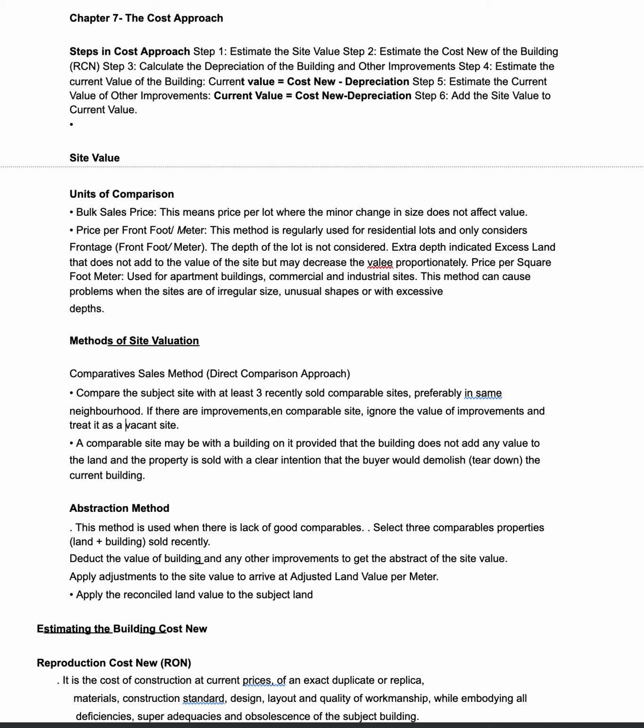So, elements of adjustment. It is unlikely that two sites would be identical. There are always going to be some differences. If the difference is significant enough, adjustment would need to be made. Six elements of adjustment are: rights conveyed by the transaction, financing terms, motivation of the parties, market conditions, location, and physical characteristics.